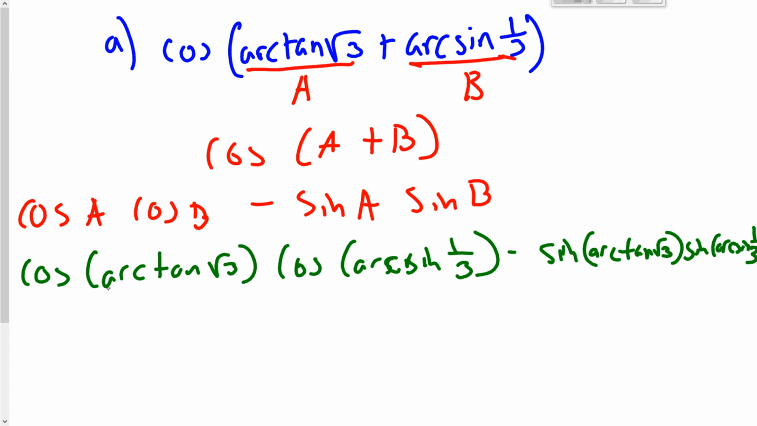Well, remember, these are finding the angle. So what's the angle that gives us a tangent of root 3? That would be a 60-degree angle, right? So 60. So now I'm finding cosine of 60.